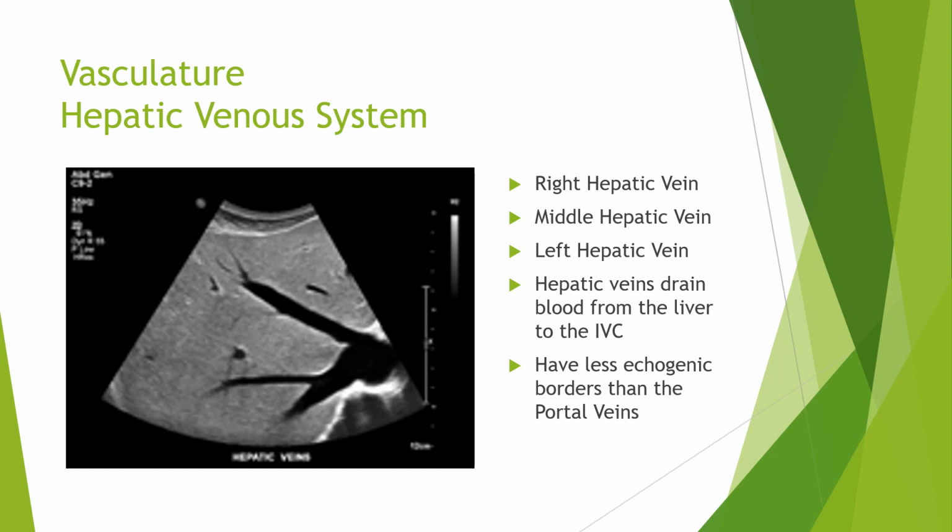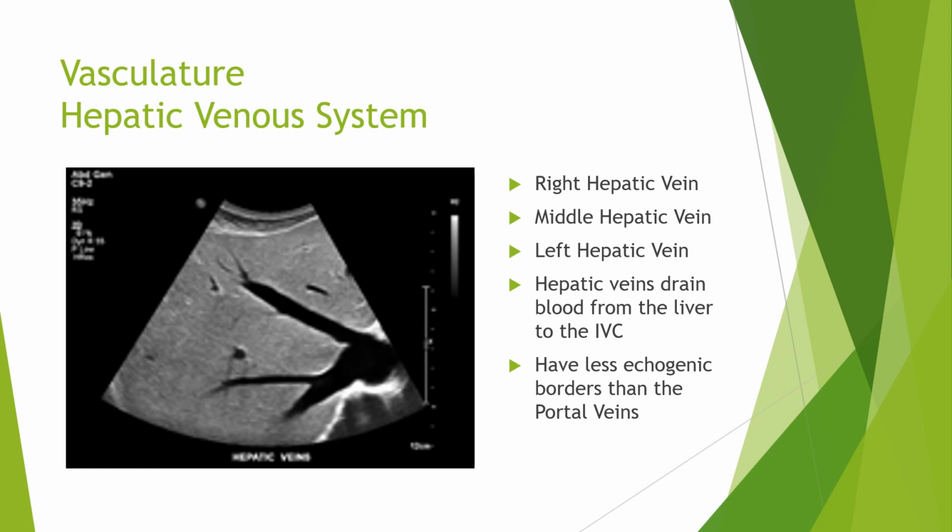All those little branches come together. They're going to merge into either the right hepatic vein, the middle hepatic vein, or the left hepatic vein. And then those hepatic veins are going to drain blood from the liver into the IVC, superior and posterior, at the top and the back. And all of that is then going to go into the IVC and to the right atrium of the heart.